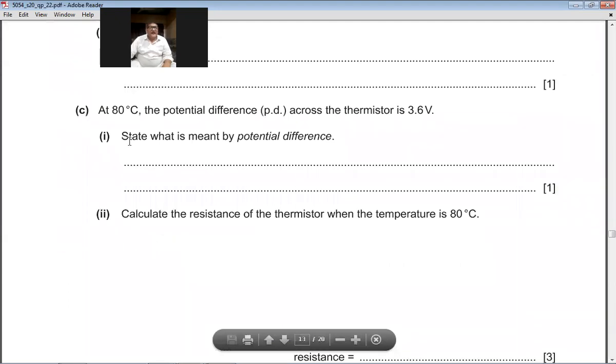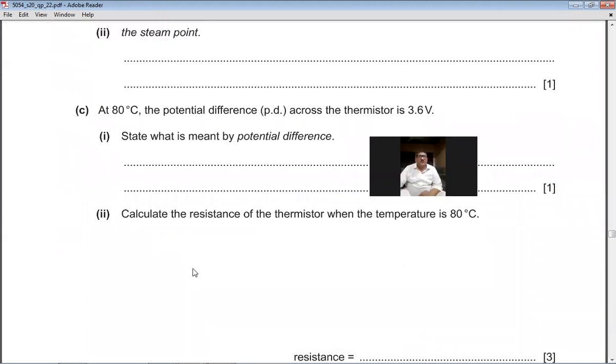The next question is: at 80 degrees centigrade, the potential difference across the thermistor is 3.6 volt. State what is meant by the potential difference. Potential difference means the amount of electric energy which is converted into any other form of energy when 1 coulomb charge flows through an appliance, for example, through the thermistor. So that will be known as the potential difference.